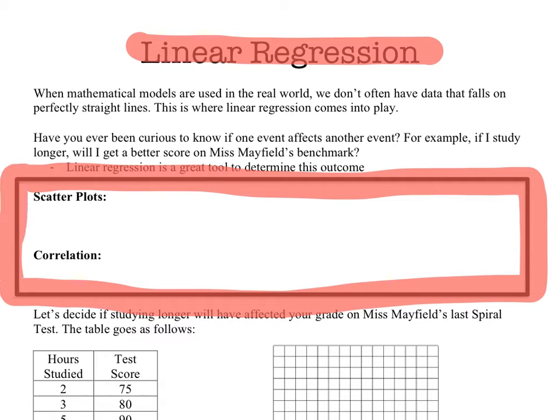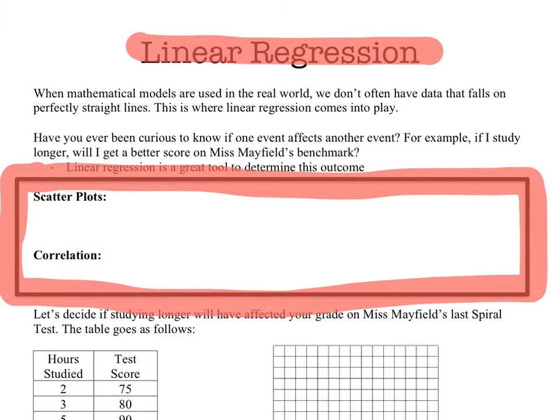Linear regression is really helpful when you're analyzing two different events and you want to determine the relationship. You want to determine the outcome of those two events. So this is how we actually use linear models in the real world, because not everything forms an exact perfect straight line, but it does develop a correlation, which is just called meaning a relationship. So we have two main vocabulary words we have to talk about.